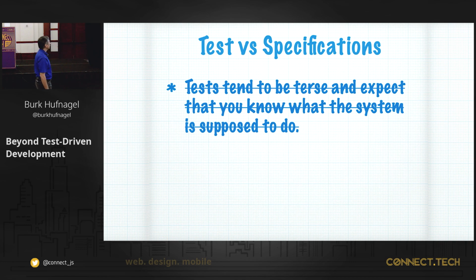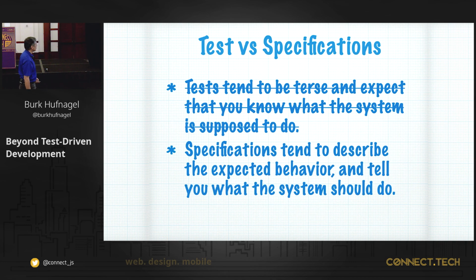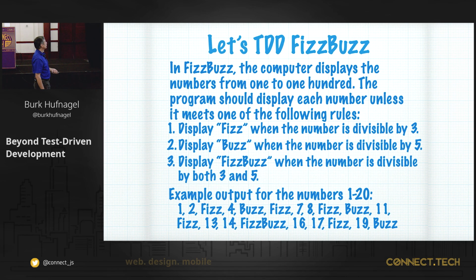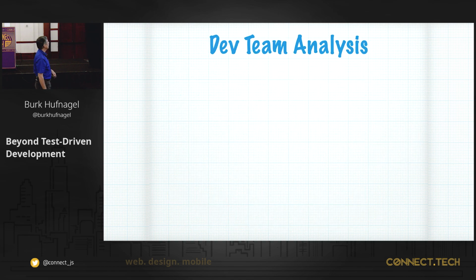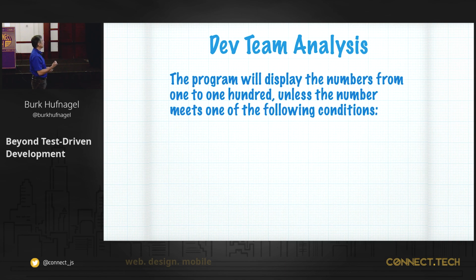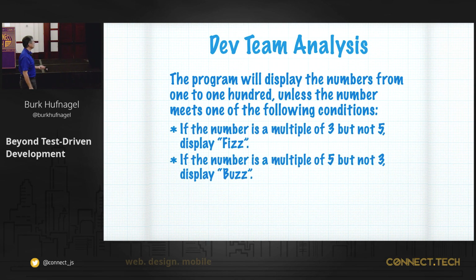So that's tests. If you look at it as specifications, they tell you things. They tell you how things are supposed to work and what the system should do. So same idea, same input. But before jumping into things, the dev team's going to look at that and go, do we really understand what this is supposed to do? So this is what we've come up with, just rephrasing it ourselves. It's going to do the numbers from 1 to 100 unless you get these conditions.